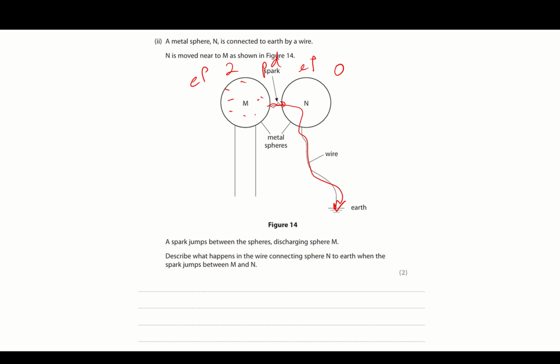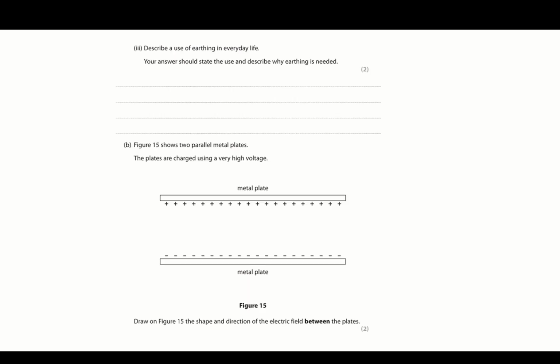So describe what happens in the wire connecting sphere N to M when the spark jumps from M to N. So the spark's jumping across. So electrons is the key word. Electrons will move down the wire to the Earth. And if you wanted to, you could put the higher tier bit of there's an electric potential here, an electric potential there that's lower, so there's a potential difference, so the electrons get pushed across.